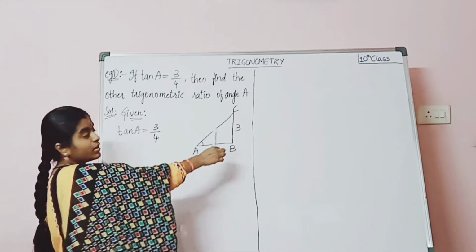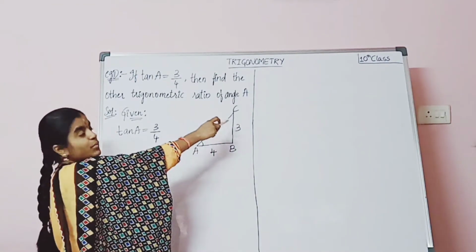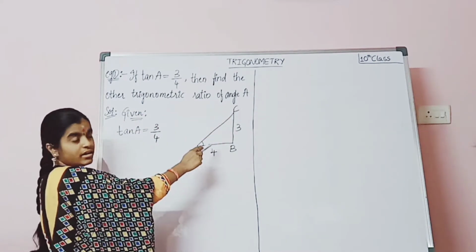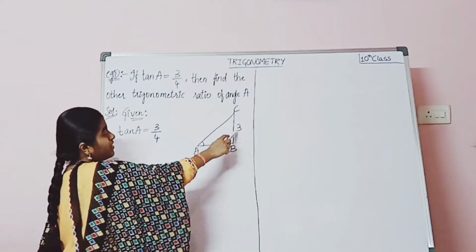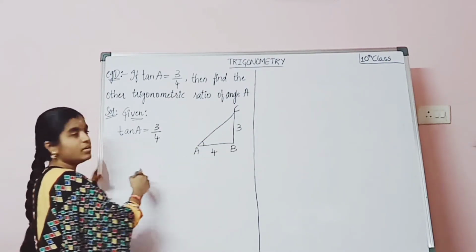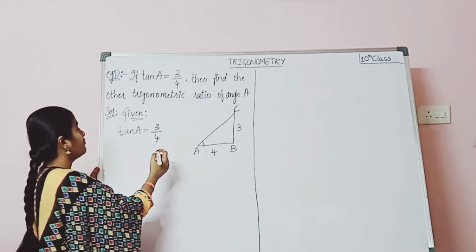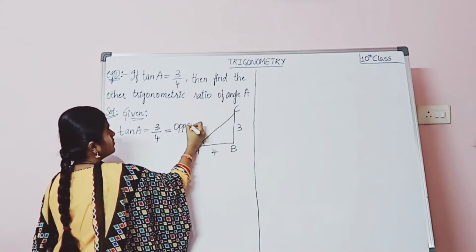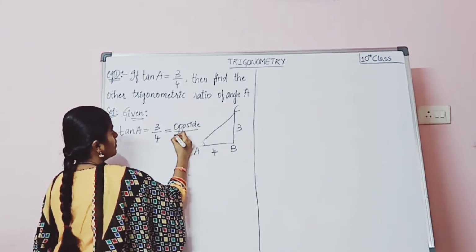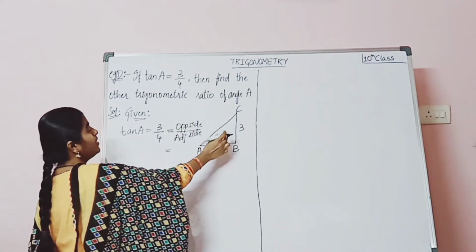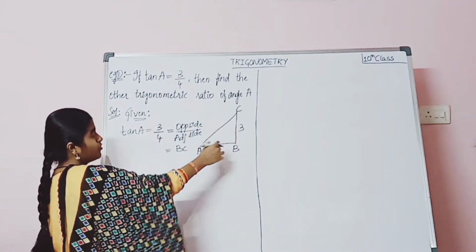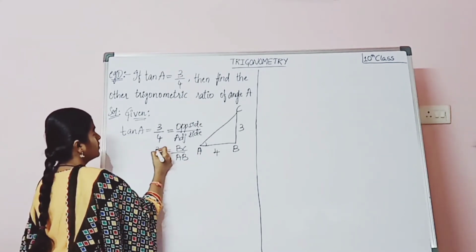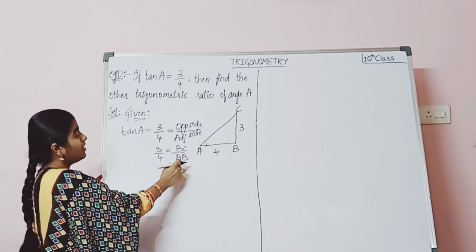Now let us take a right angle triangle ABC. We have to find the other trigonometric ratios of angle A. Here tan A is given, tan A equals 3/4. What is the formula for tan? Opposite side by adjacent side. What is the opposite side here? BC is the opposite side. What is the adjacent side? AB. So 3/4 equals BC by AB.